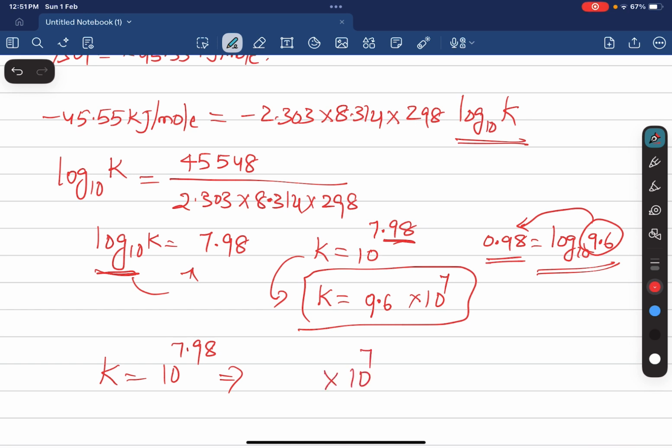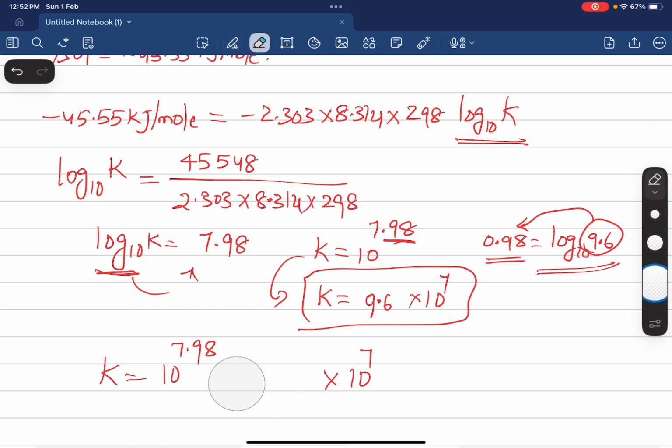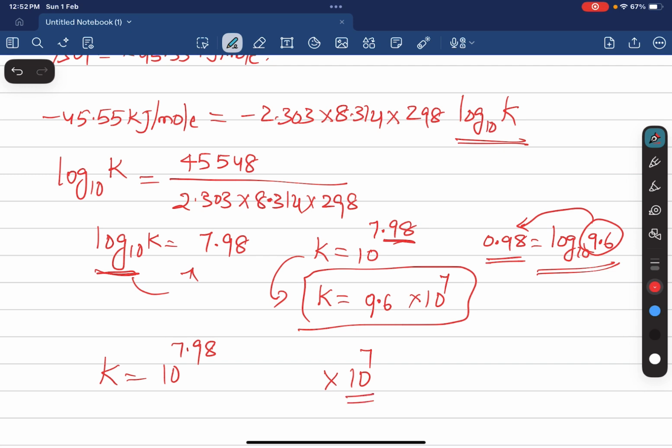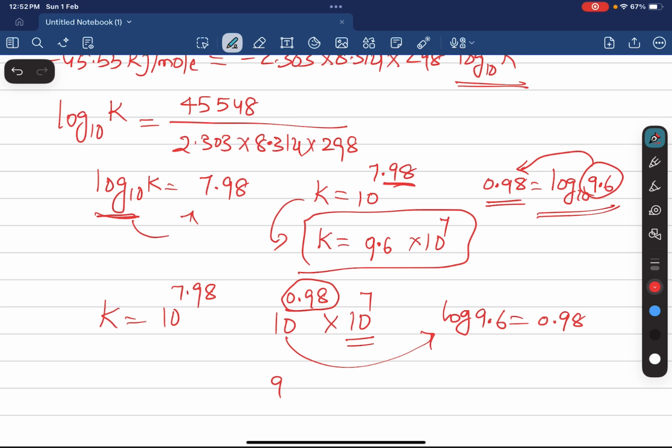So K equals 10 power 7.98, which is 10 power 7 into 10 power 0.98. This 10 power 0.98 is log 9.6 equals 0.98. That's why you can write it as 9.6 into 10 power 7 is the answer.